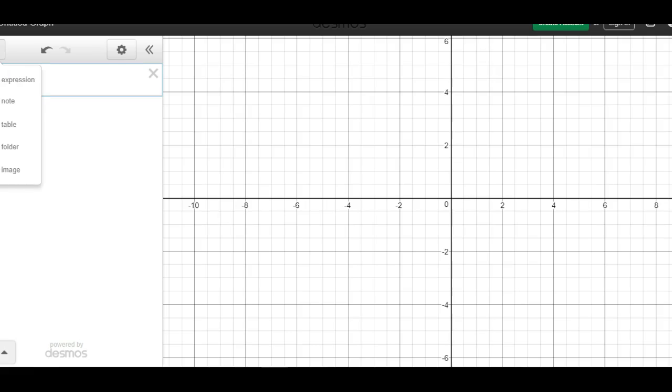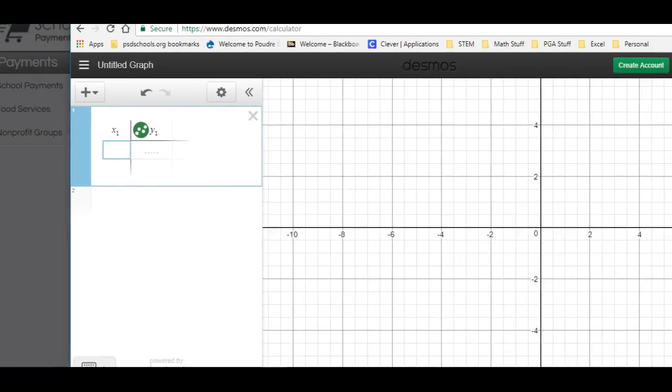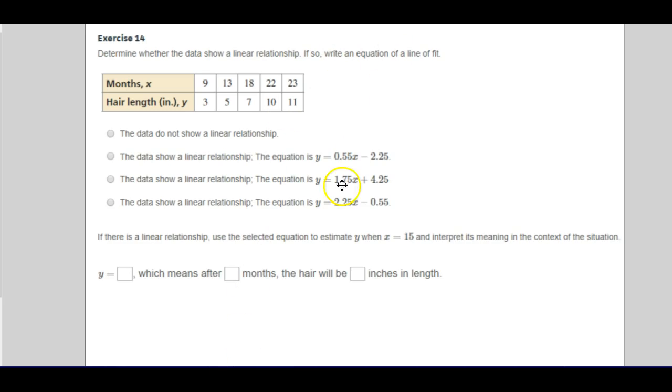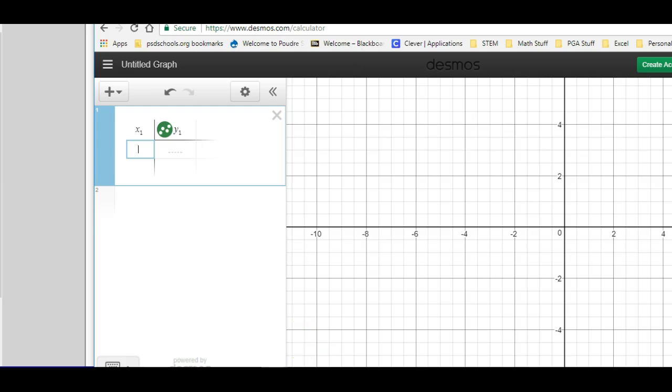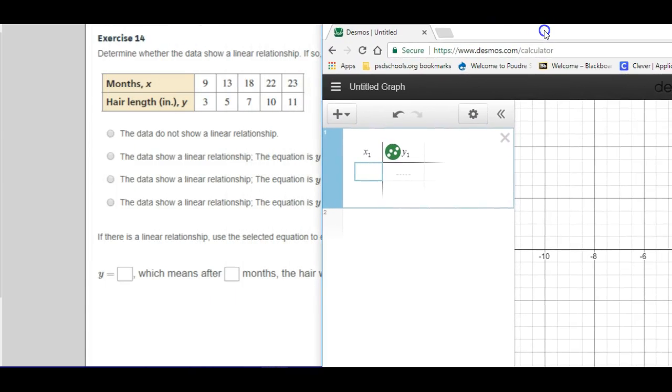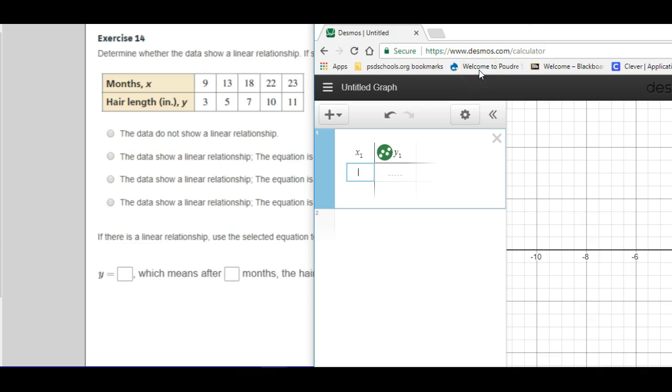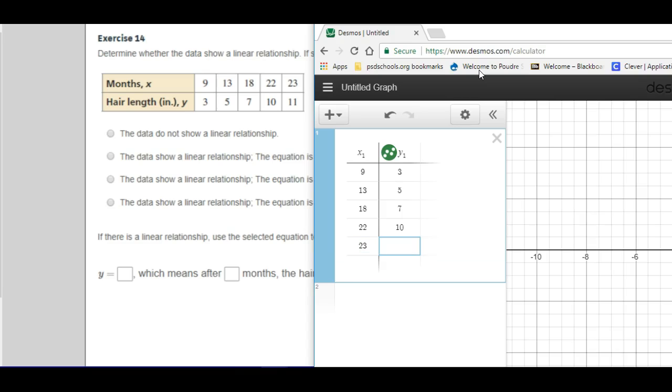So the first thing I'm always going to do is insert a table. So then, just making this a little bit smaller, and I'm going to pull up my smartboard. I can do this, you can do this on your computer as well, so you can see all of your data and type it all in. So I see that my x values, we're just going to type in the points that we have. So then 13 and 5, and 18 and 7, and then 22 and 10, and then 23 and 11.